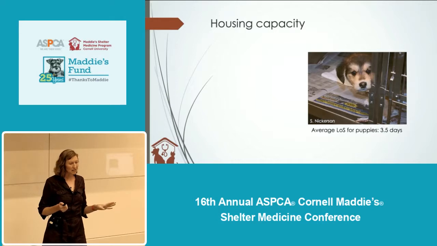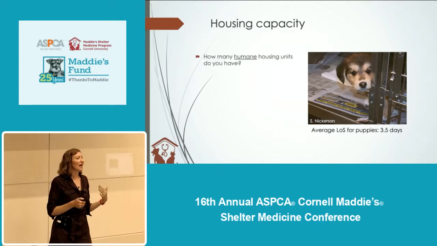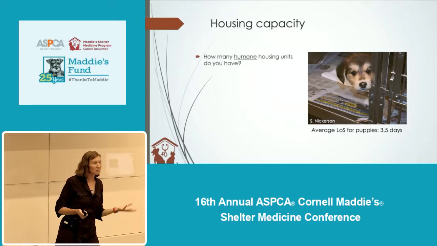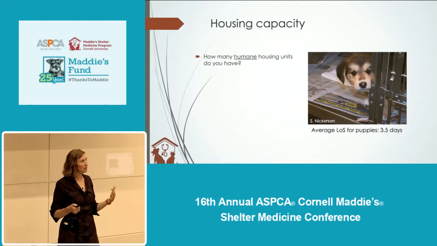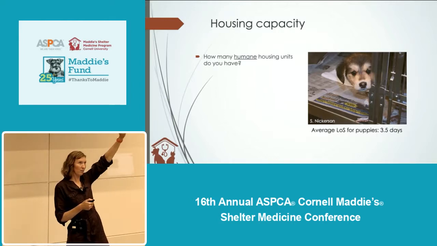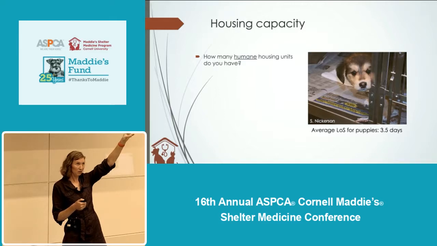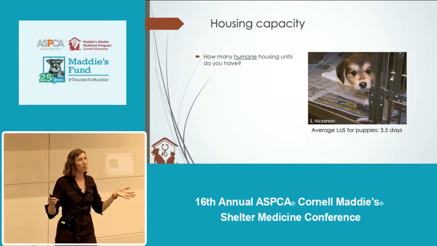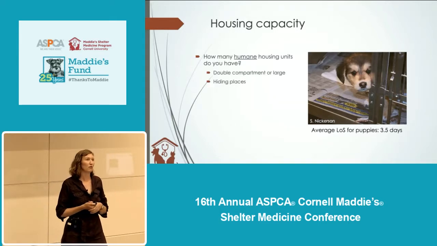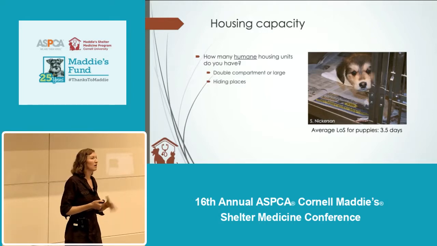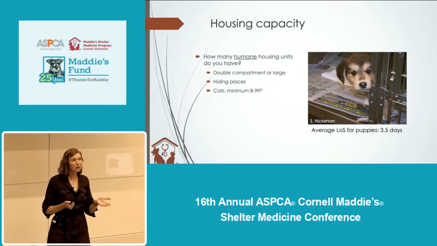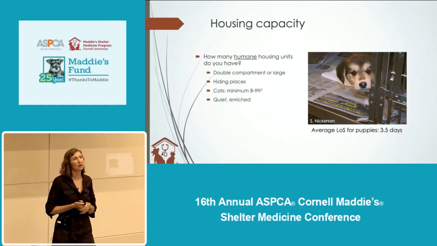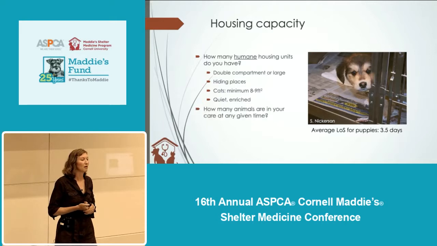So housing capacity is how many humane housing units you have. And I'm talking about humane housing units. So I'm not talking about those little tiny cages at the very top where you can sometimes put one kitten, but they don't even really fit. That's not a humane housing unit for most cats, right? I'm talking about the portals. I'm talking about the large ones that are at least 8 to 9 square feet for cats, that have hiding places, that have places where you can get their litter box out of their faces. For large dogs, I'm talking about 30 square feet of space for like a Mastiff or something like that.